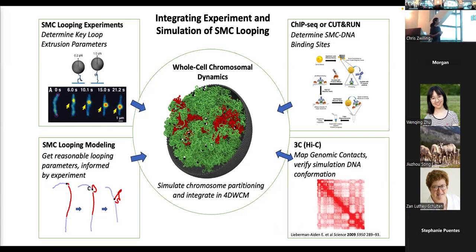And then finally, there are contact maps that you can get from 3C or Hi-C data. That can show you the contacts between different regions of the DNA. And we can actually compare the experimental Hi-C maps to the equivalent maps that we create from our simulations. So yeah, that's my overview of integrating simulations and experiment of SMC looping.